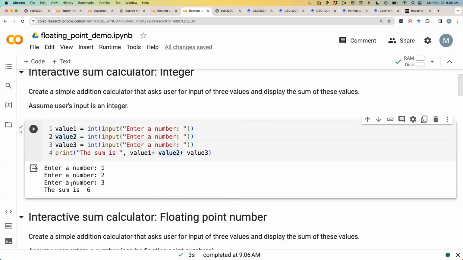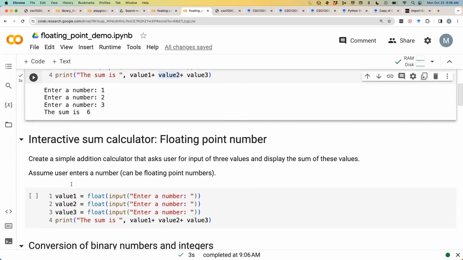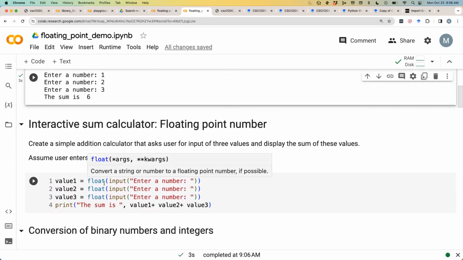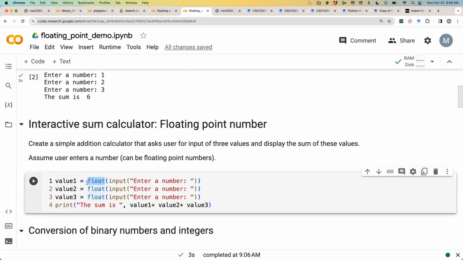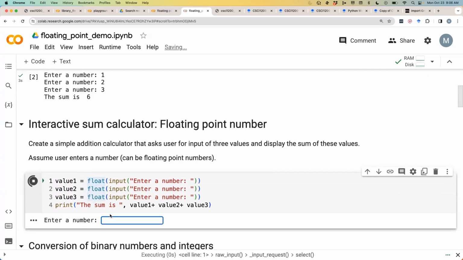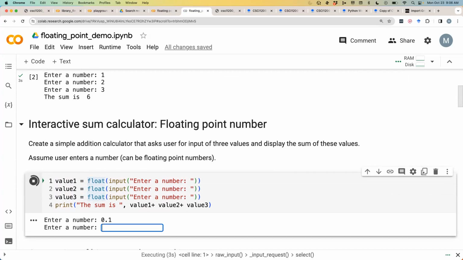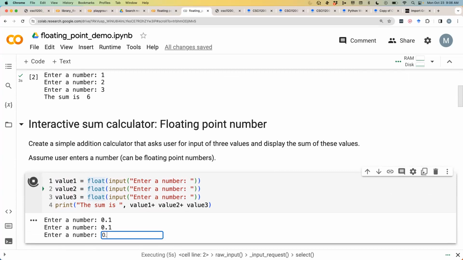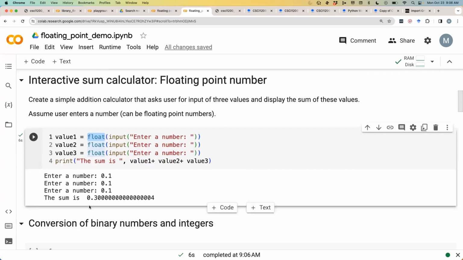Now, what if I want to extend it to floating numbers? Now we can do so. We allow the user to enter decimal points, okay? When we enter decimal points, this time we want to do calculations involving decimal numbers. So we typecast this to float. All right, float supports decimal points. So let's try it. Suppose the first number that I want to enter is 0.1, and then 0.1, and then 0.1 again. Now this time, what I get is this sum here.